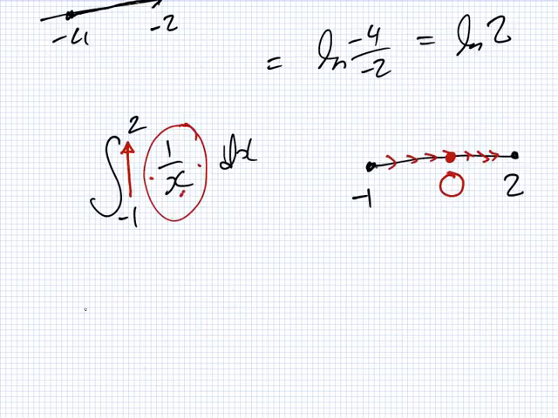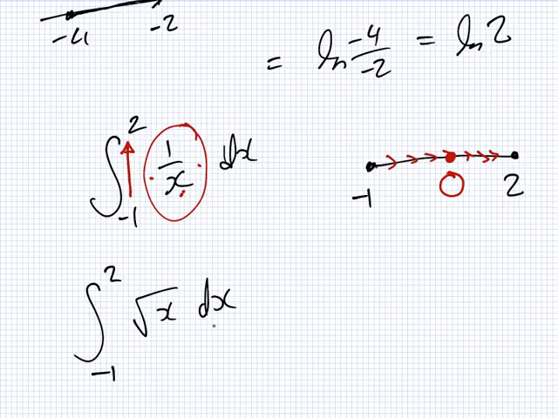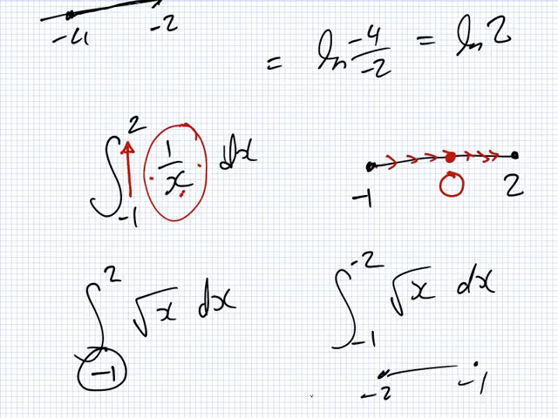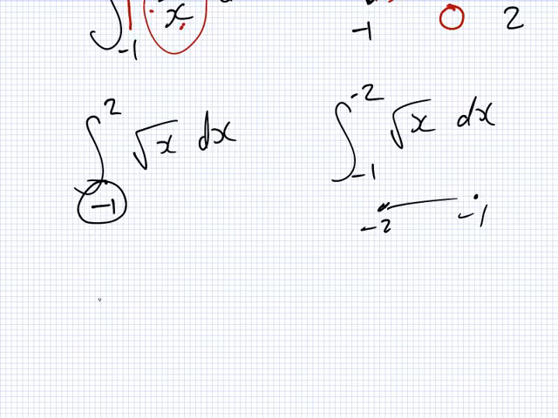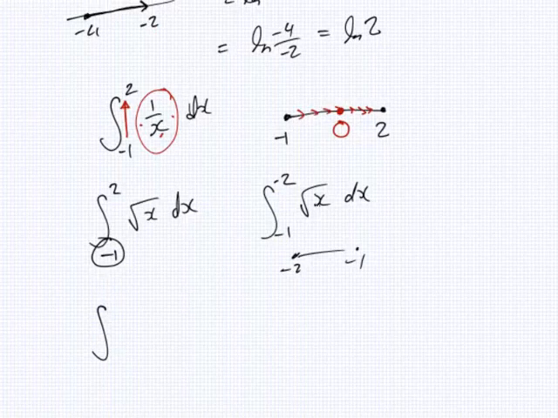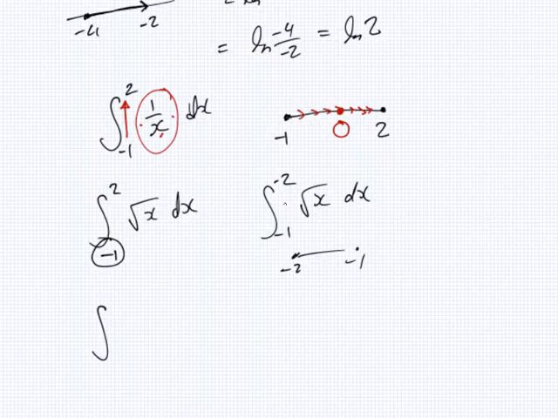Here's another example. Let's say I go from minus 1 to 2 of root x. Proper or improper? Improper, because from the very beginning I'm using a value I'm not allowed to use, minus 1. What about minus 1 to minus 2 of root x? Also improper. As I move from minus 2 to minus 1, everything is forbidden. Very simple. I can't use negatives in roots, so everything's forbidden here.